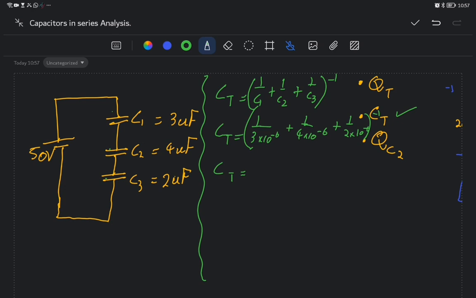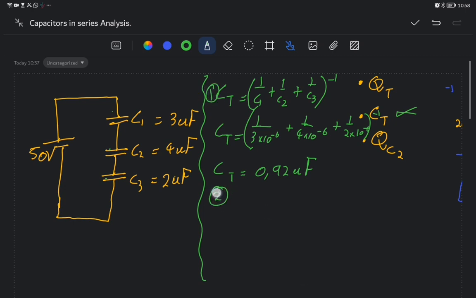What's going on with my calculator? Okay, let's do this. My calculator is acting up on me, guys. Okay, I've got our answer here to be 0.92 microfarads, right? So after that, we found our total capacitance. We can kill that, and that's number one.